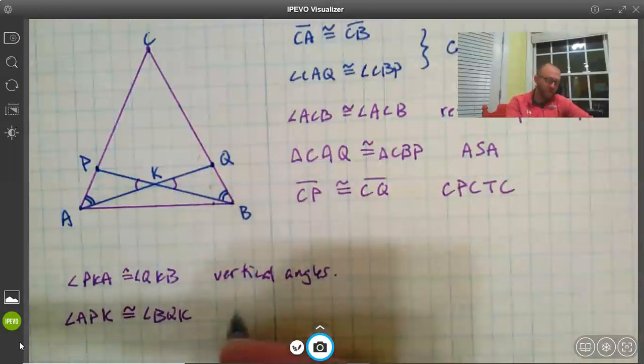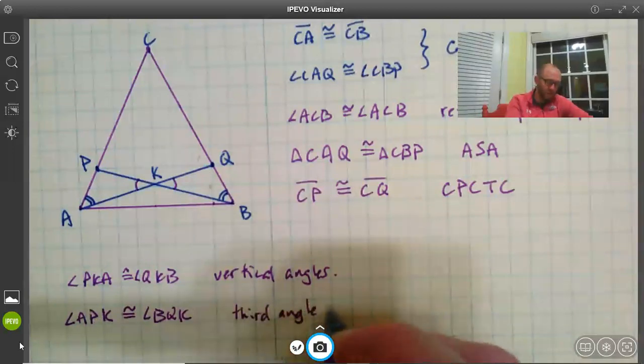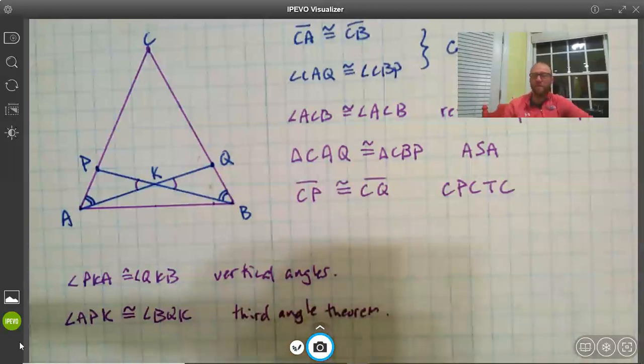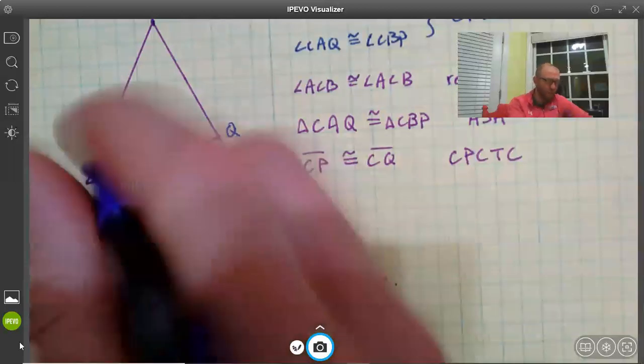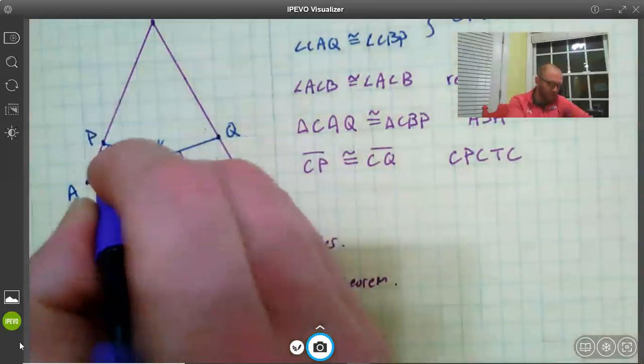And sometimes this is called the third angle theorem or something like that. Right? So if you know two angles in a triangle, you know the third. If you know two triangles have two pairs of matching angles, you know the third pair also has to match because there's only so many degrees left over for that angle. So let's mark that.